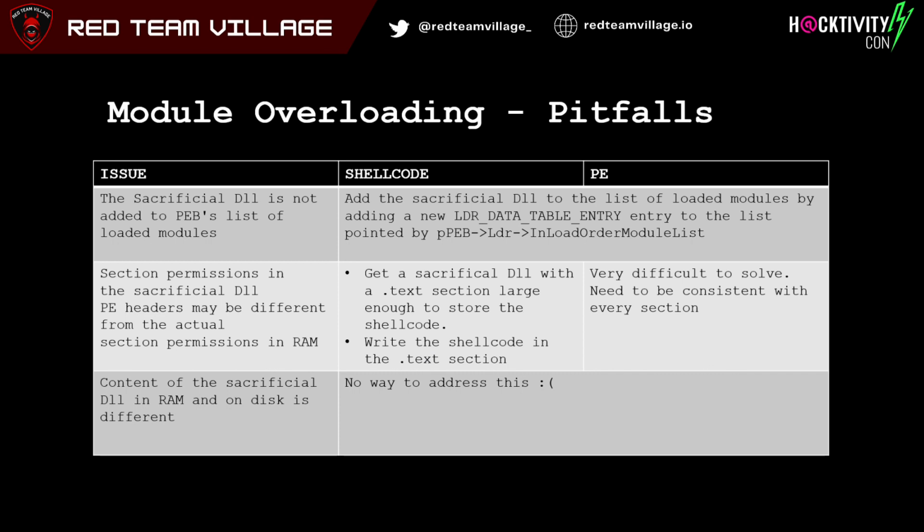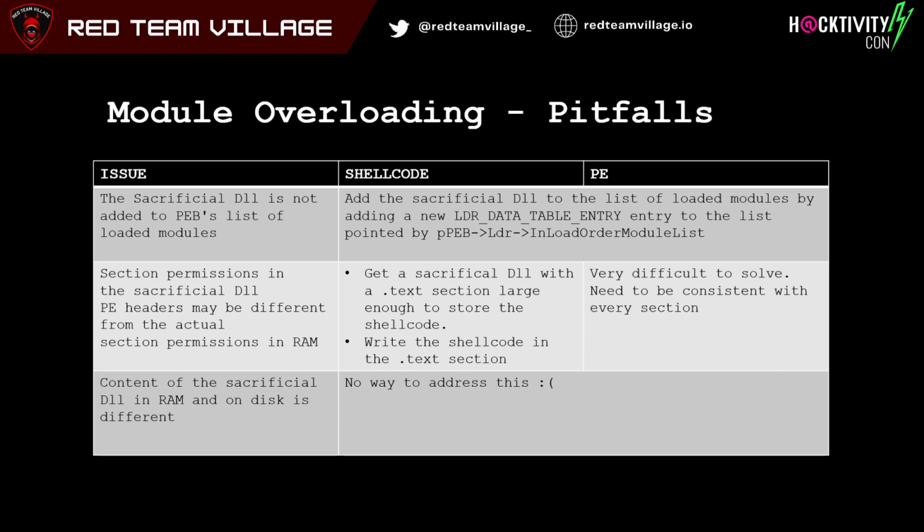There are three main issues with the module overloading technique. The first issue is that the sacrificial DLL is not added to the PEB list of loaded modules. So in a Windows process, the PEB contains a list of all the loaded modules of the process, and we mapped a new DLL without adding it to this list. The solution here is simple. We just need to add the sacrificial DLL to the list of loaded modules by adding a new entry to this list, and this list is contained inside the process environment block.